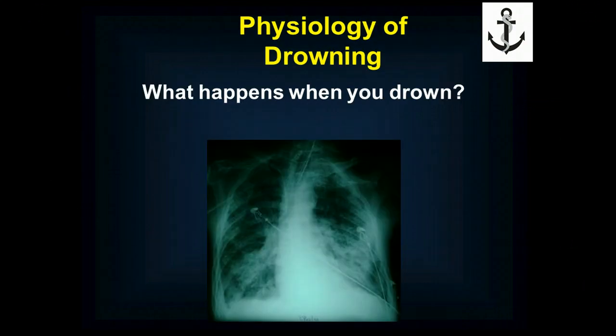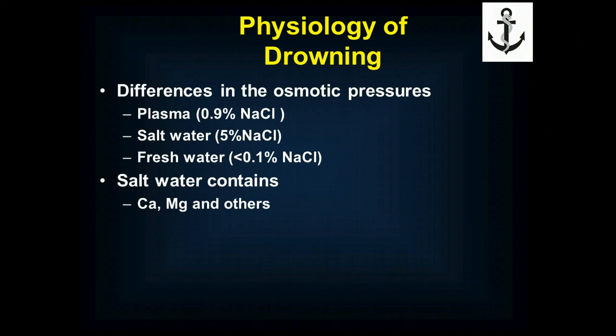So what happens when you drown? This is a chest x-ray. The lungs are those 2 darker areas, and the white patchiness throughout the lungs is what we're concerned about. There are differences in the osmotic pressures in various fluids. Your plasma has about 0.9% normal saline, salt water about 5%, freshwater less than 0.1%. Because of those osmotic differences, water or electrolytes will tend to move across membranes. Salt water also has other electrolytes, calcium and magnesium, potassium, so these also affect osmotic pressures.